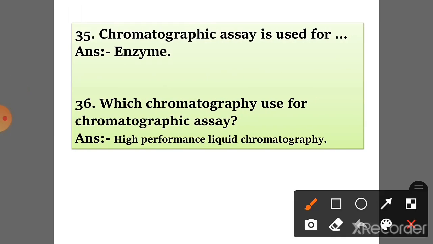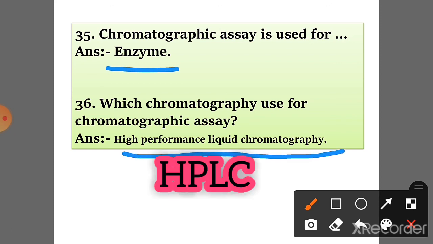Question 35. Chromatographic assay is used for answer, enzyme. Question 36. Which chromatography is used for chromatographic assay? Answer, high performance liquid chromatography, HPLC.